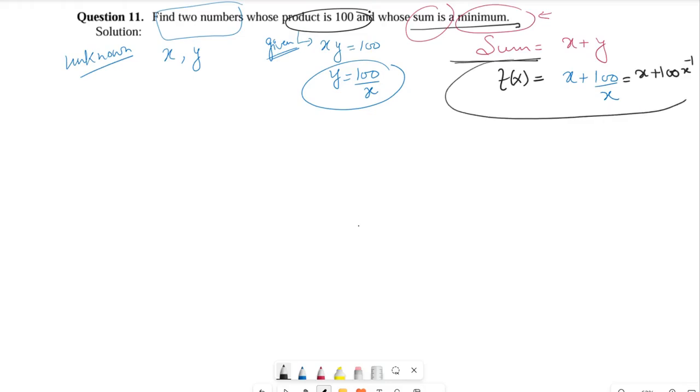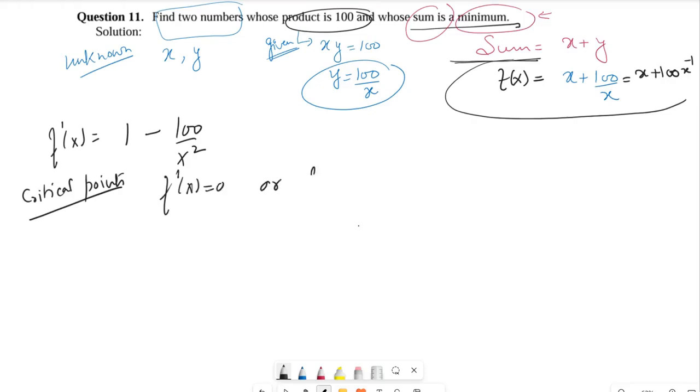Now we want to optimize this. How does the optimization work? You find the first derivative. Derivative of x is 1. Derivative of 100 by x is negative 100 by x square. Second is to find critical points. Critical points come from f prime x equal to 0 or f prime x does not exist. This function is 0, meaning this whole thing is 0. And this function does not exist if the denominator becomes 0, so that is x equal to 0.